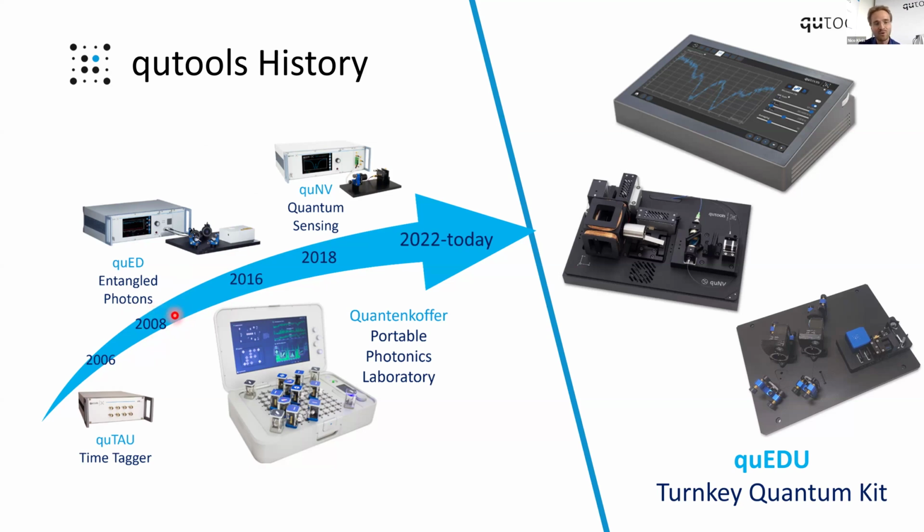But since then, we've constantly redeveloped the system. We've cooperated with our partners that I will talk about soon to make it manufacturable in a small series. And this is like the QED that you probably know, most of you. And we've also redeveloped the source into the quantum coffer, and we've started with NV centers. And then today we are where we are now with our new QEDU turnkey quantum kit with the QEDU control unit and the different optical boards that you can connect to it.